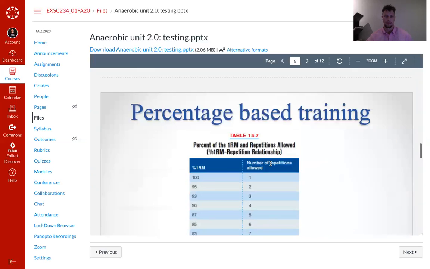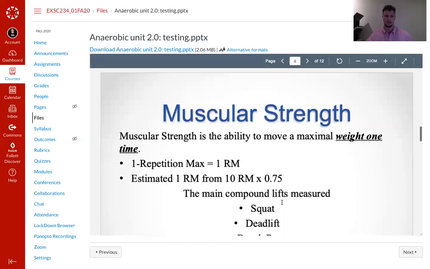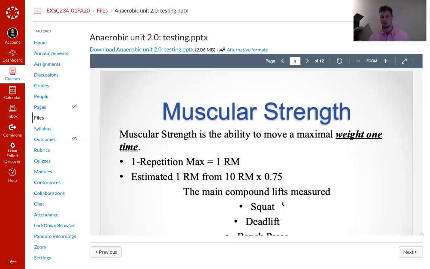All right. So our first test is muscular strength. The definition of muscular strength is the ability to move a maximal weight one time. Maximal weight, one time. Max strength. These definitions are important to remember because it's the baseline of understanding. It's memorization, and then from there we can develop concepts. 1 repetition max is shorthand, written as 1RM.